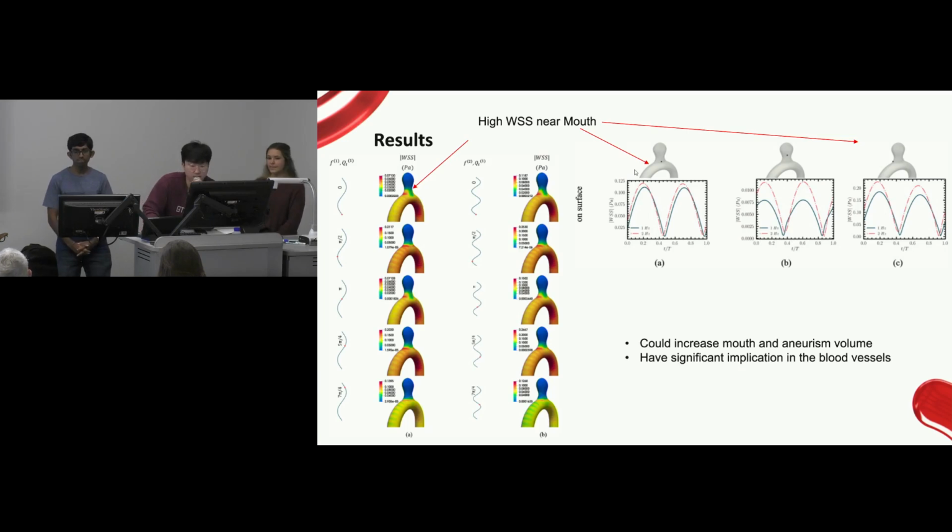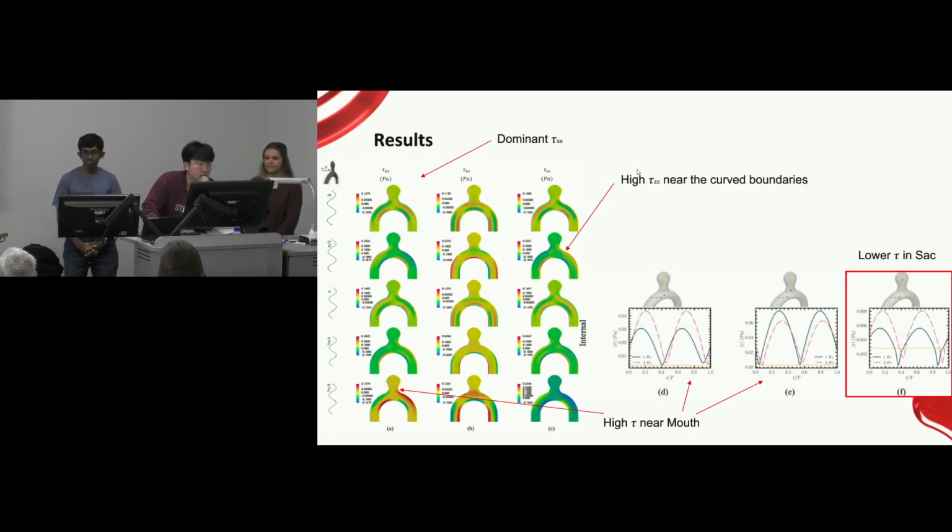And also looking at the stress, you can see that the dominant tau is in the XX direction, which is the X direction, meaning that the blood cells are most likely to be stretched in the X direction. There is also a similar phenomenon, as there is a high tau near the mouth. And there's lower tau in the sac, as there's more stationary flow in the aneurysm sac.